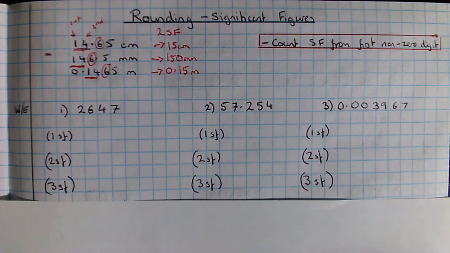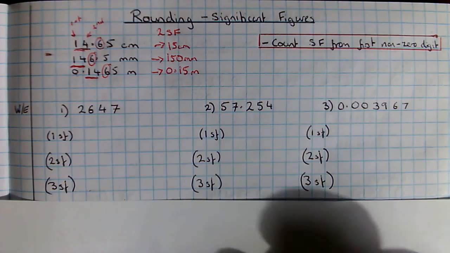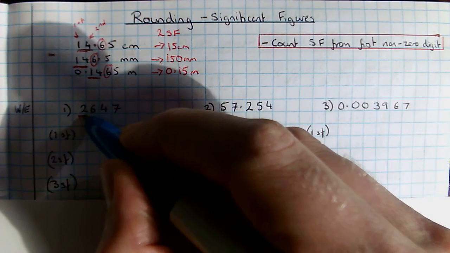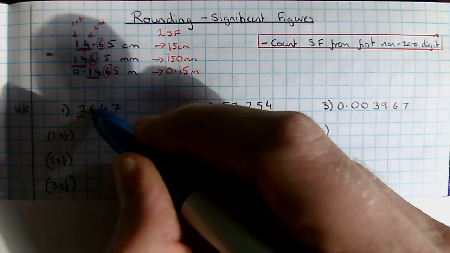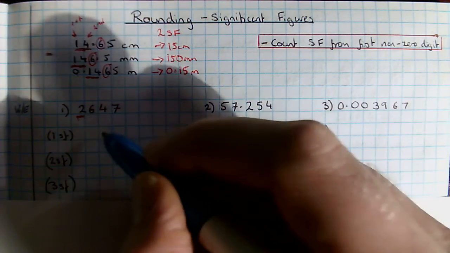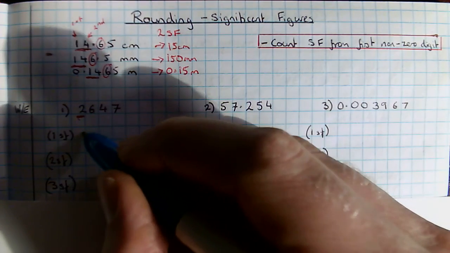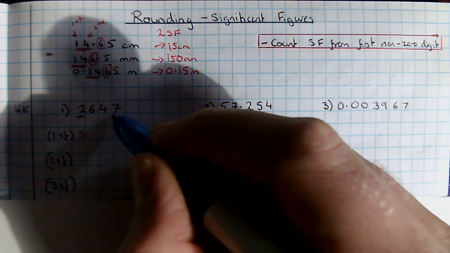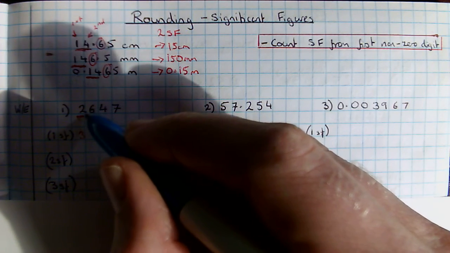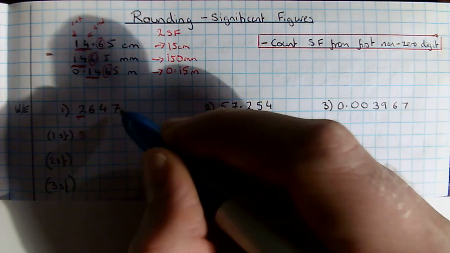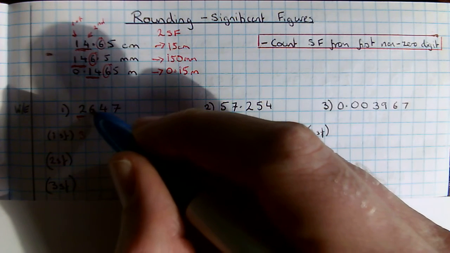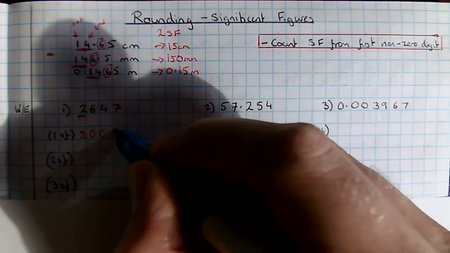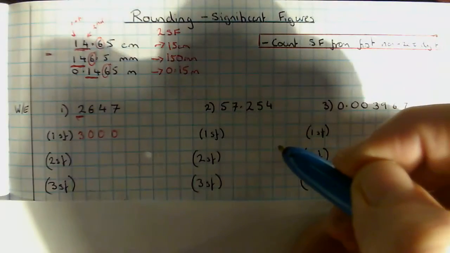So for the first one I've got 2,647. If I'm rounding it to 1 significant figure, I'm only interested in that first digit. That 6 is going to get the 2 to round up, it's going to become a 3. Now remember, I need that to maintain the same place value. This was 2,647, so that 2,000 gets pushed up to a 3,000. So I'm going to need to put in zeros to keep my place value the same.